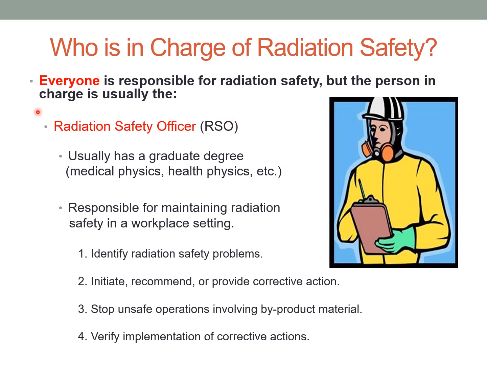Who's in charge of radiation safety? Everyone is responsible for radiation safety, but the person who's in charge is the RSO. So you need to know the difference between the two. Everyone is responsible, but the RSO is in charge. Usually, the RSO has a graduate degree in medical physics or health physics. They're responsible for maintaining radiation safety in a workplace setting. They identify radiation safety problems, initiate, recommend, or provide corrective action, stop unsafe operations involving byproduct material, and verify implementation of corrective actions. So we all know that Dr. Ho is our radiation safety officer here at school.